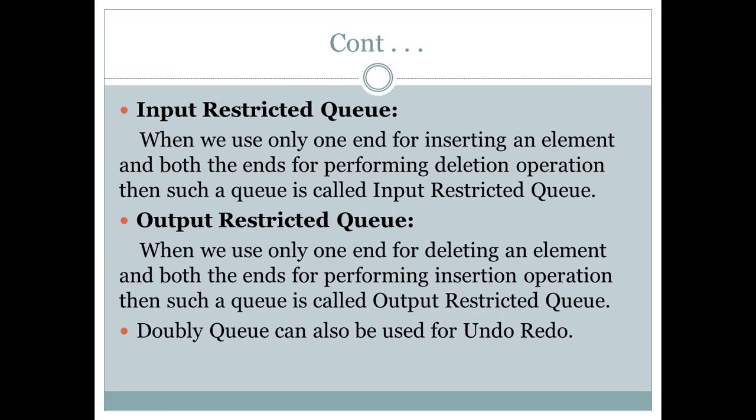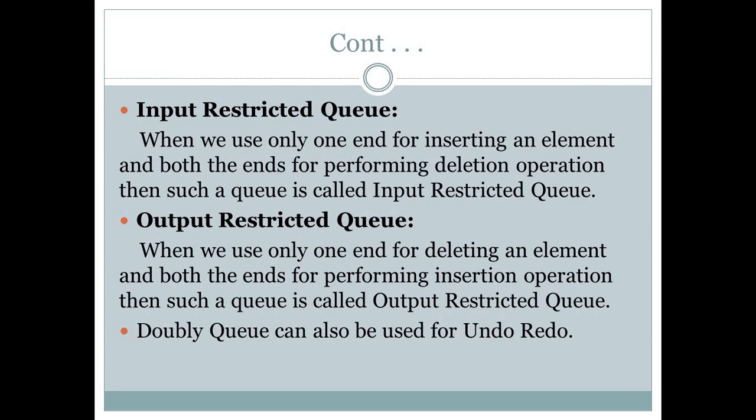In a double-ended queue we will have different queues. The first queue is the input restricted queue. In an input restricted queue, in that double-ended queue, we can delete from both ends, but we cannot insert elements at both ends. So it is an input restricted queue. Means you can insert an item from any one end only, but you can delete an item from both ends.